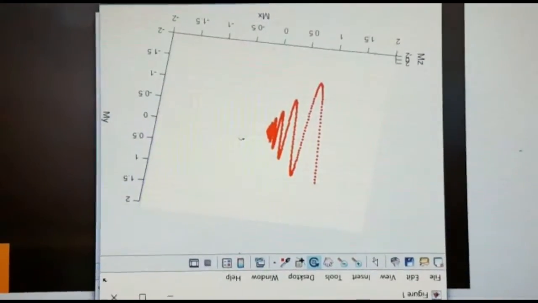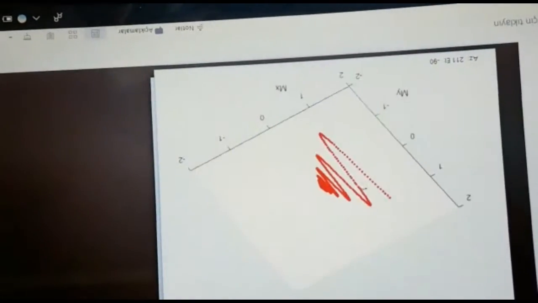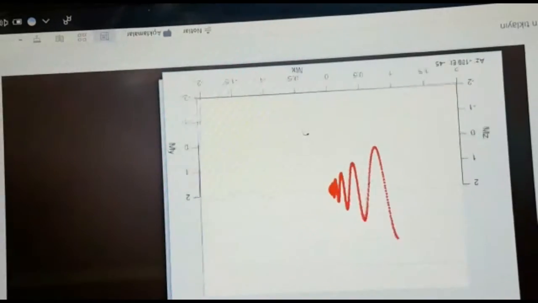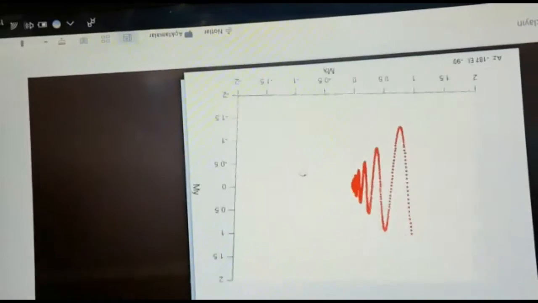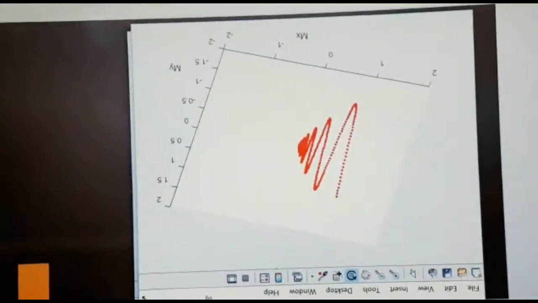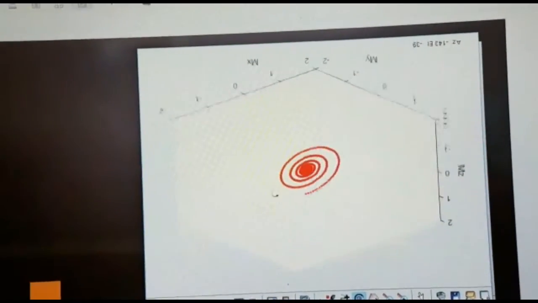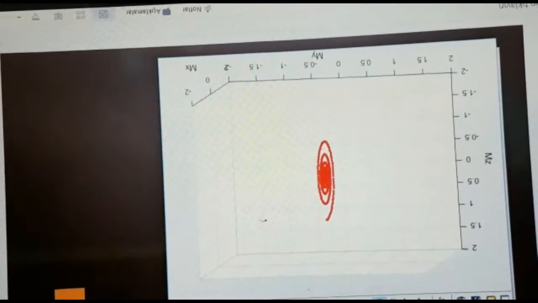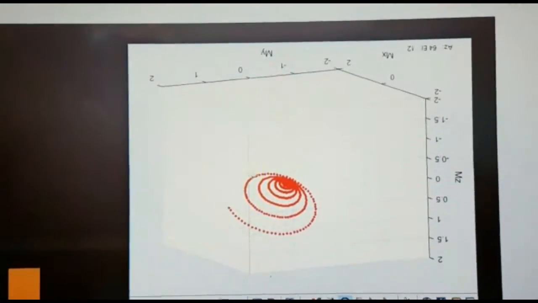Let's look at the 3D graph of the examples. This is for the first one. This is for the second one. And this is for the third one.